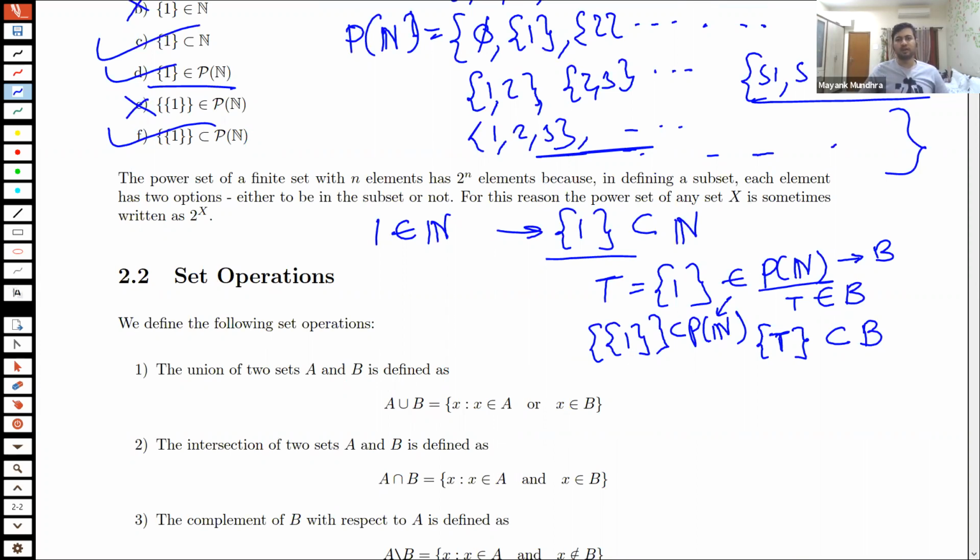Now this becomes a very important topic when you do topology. Like I said, for any finite set with n elements, the power set will have 2 to the power n elements, because each element has two options, either to be or not be in the subset. So each element gets two options. Two options multiplied by number of elements, 2 to the power n. So the power set of any set x is sometimes referred to as 2 to the power x.